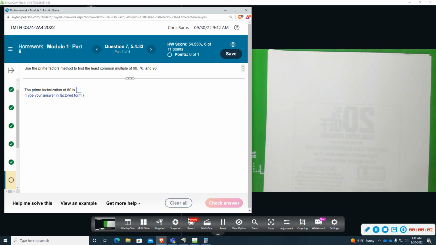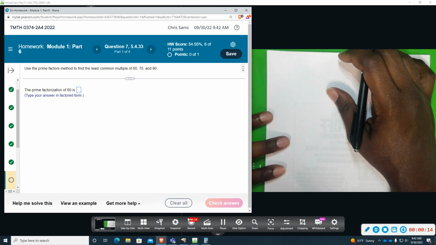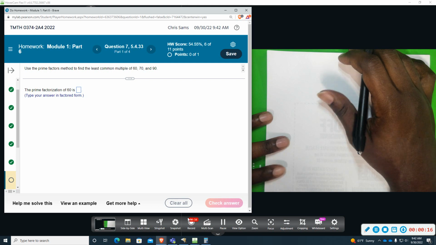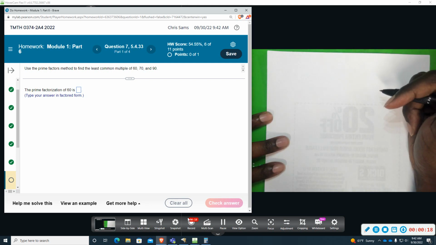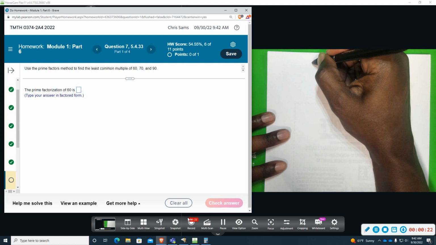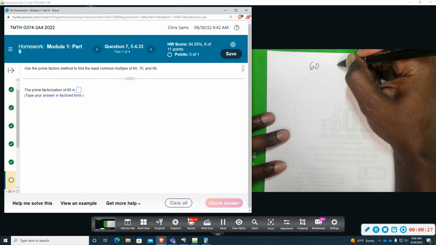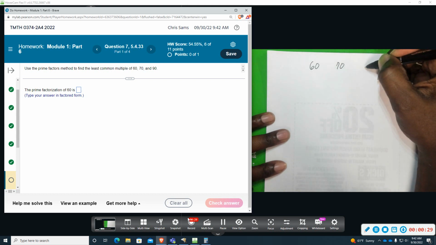All right, so number 7, there's 4 parts. Again, they want us to list prime factorization and then find the least common multiple. Now, let me also go ahead and show you the dividing primes factor method, or the box method that I've been calling it. I really like that one. And then again, it's pretty close to the same as greatest common factor, just a little bit different.